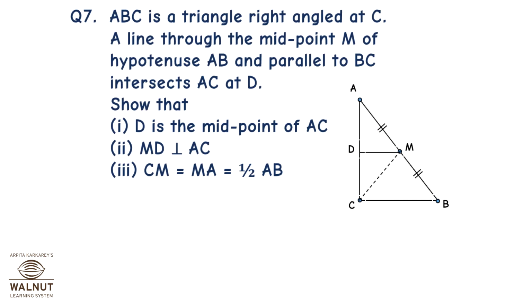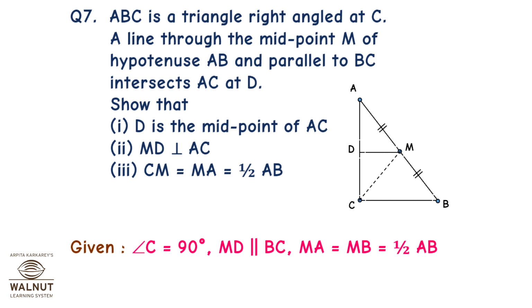Question 7. ABC is a triangle, right-angled at C. A line through the midpoint M of hypotenuse AB and parallel to BC intersects AC at D. Show that 1. D is the midpoint of AC, 2. MD is perpendicular to AC, 3. CM is equal to MA is equal to half AB. We are given angle C is equal to 90 degrees, MD is parallel to BC, MA is equal to MB is equal to half AB.